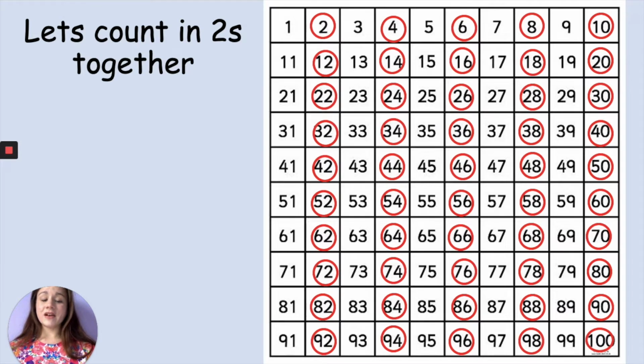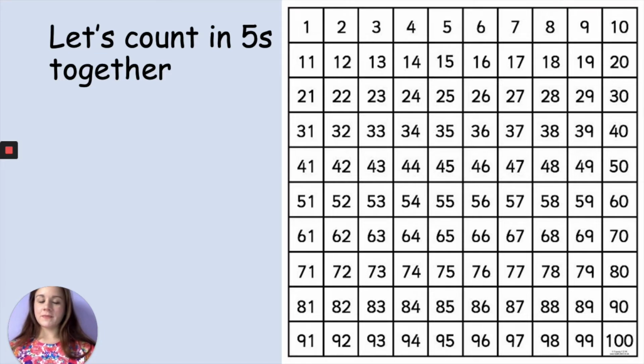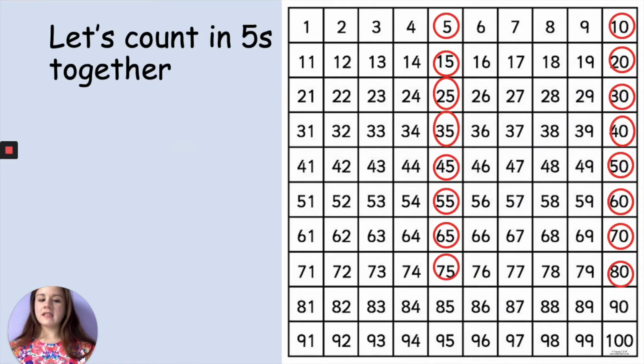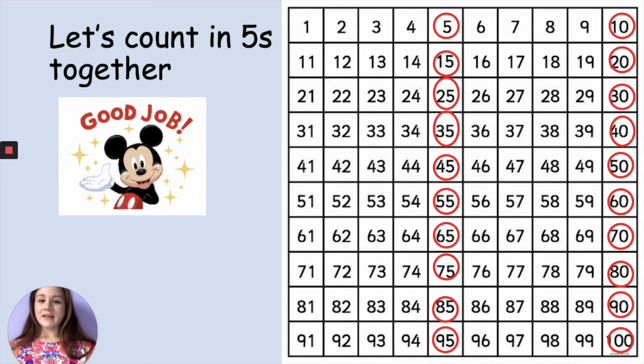Well done, that was really good. Good job. Now let's count in fives together. Are you ready? 5, 10, 15, 20, 25, 30, 35, 40, 45, 50, 55, 60, 65, 70, 75, 80, 85, 90, 95, 100. Good job. Now remember, when we're counting in fives, the ones number is always a 5 or a 0. Like here we all have 5s and here we all have 0s.